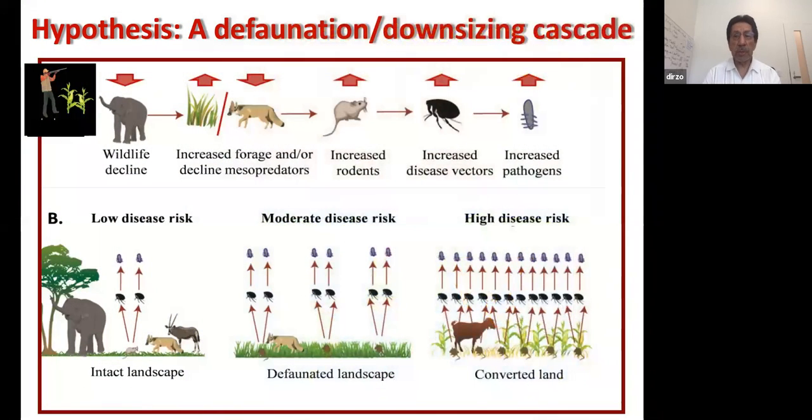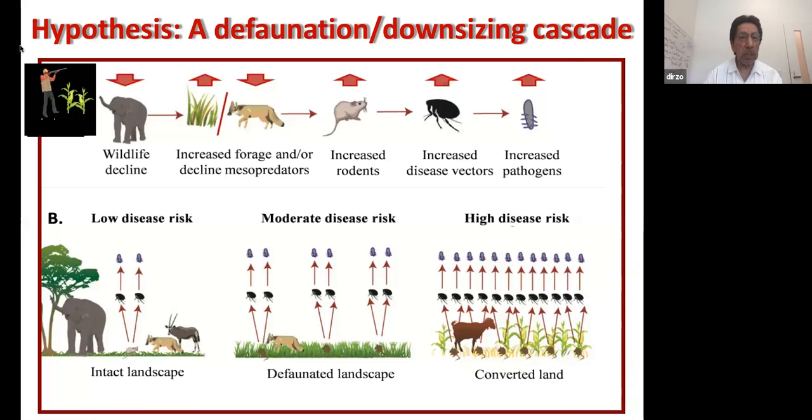So here's a working hypothesis for you. Start on the top left. You have a Homo sapiens there with a rifle, indicating that we humans transform the habitat and we also hunt animals out. You see that the diagram illustrates that that activity leads to the decline of wildlife. And as we have discussed, that is particularly the case of medium and large animals, right? Hunters don't go for rodents or small animals. They go particularly for medium and large animals, such as elephants and giraffes and zebras and so on.